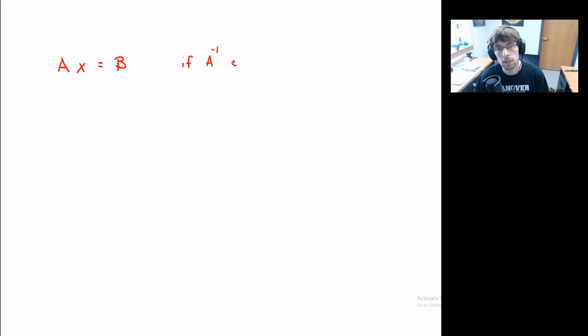If the inverse exists, then I'm going to go ahead and multiply both sides of my equation by the inverse matrix. Okay, so if the inverse exists, I can multiply both sides by the inverse. Of course, what is the value of the inverse matrix times the original matrix? And I'm underlining it right here for you. That is the identity matrix.